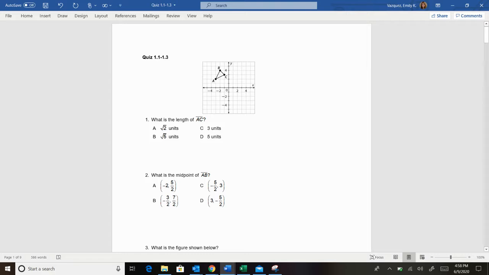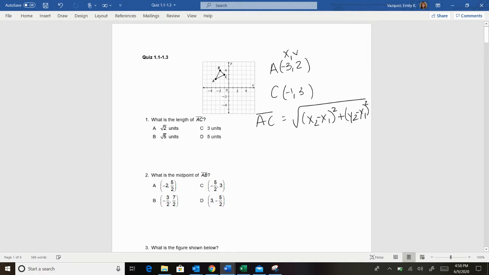What is the length of AC? So the easiest way to do it when it's given in this form is to first start by finding the points of A and C. So it looks like A is going to be the point (-3, 2). And C is going to be the point (-1, 3). So the distance of AC is going to be using the distance formula where I subtract my x's and square them, I subtract my y's and square them, and we take the square root of that.